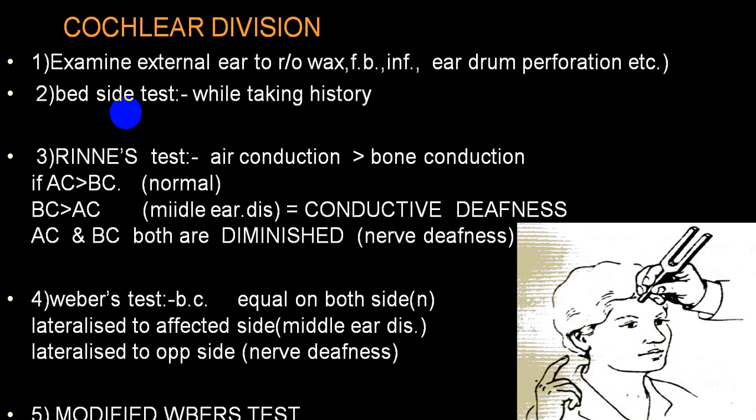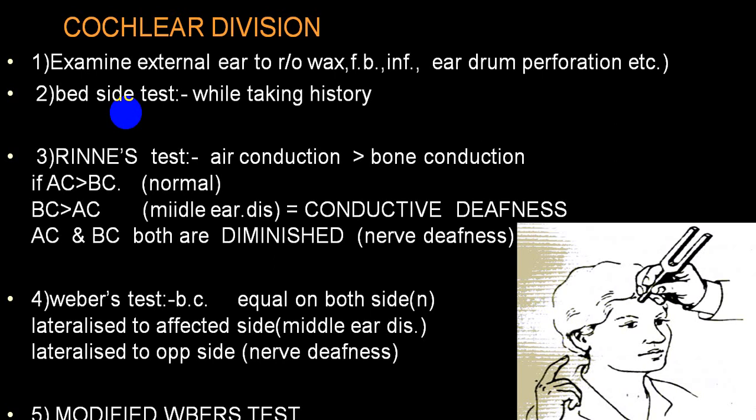Rinne's test is based on a basic principle that air conduction is always better than bone conduction in any normal person. When you strike the tuning fork, you bring it close to the ear pinna, the prongs should be perpendicular at the ear pinna, so that when vibration takes place of the prongs, the sound will be transmitted to the external auditory canal, the tympanic membrane will vibrate, malleus, incus, stapes bones will vibrate, and you will have a movement of the footplate of the stapes which will stimulate the foramen ovale, and then you will have a stimulation of the cochlear apparatus.